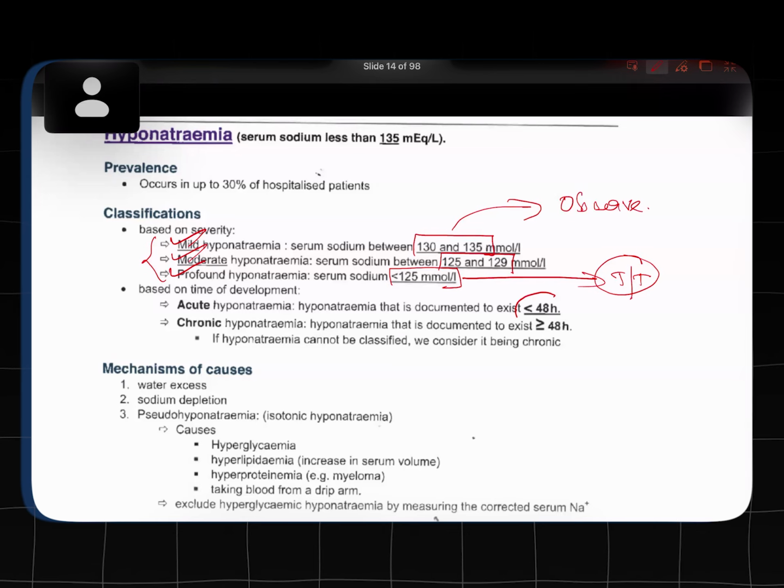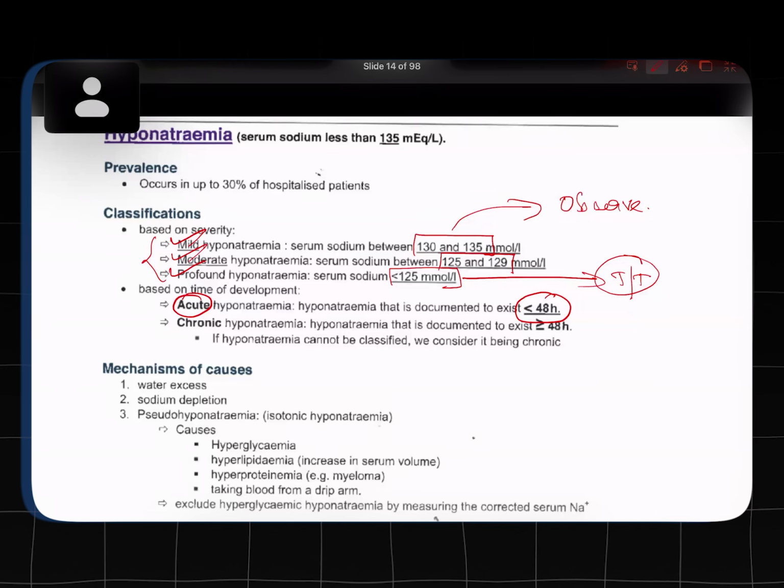If it is less than 48 hours, it is acute. Especially for part 1, these things will directly come in the exam. This patient has this sodium, and now it is 24 hours, whether it is acute or chronic. You have to say that it is acute, because the cutoff is 48 hours, not 24.